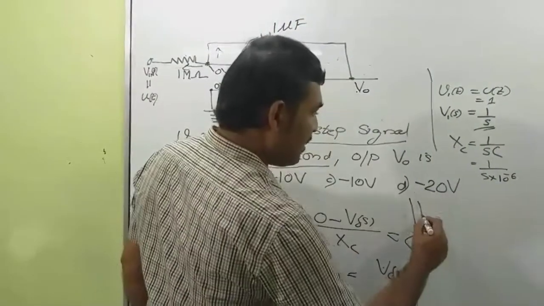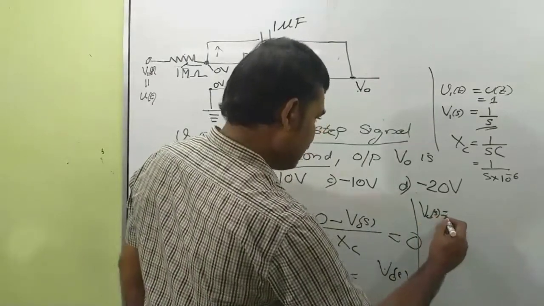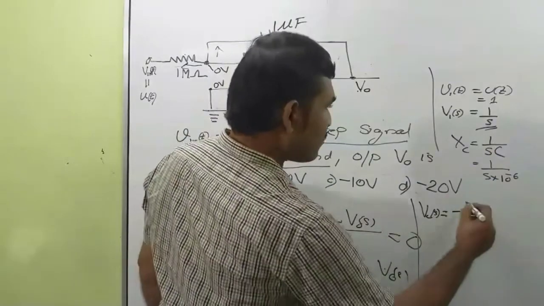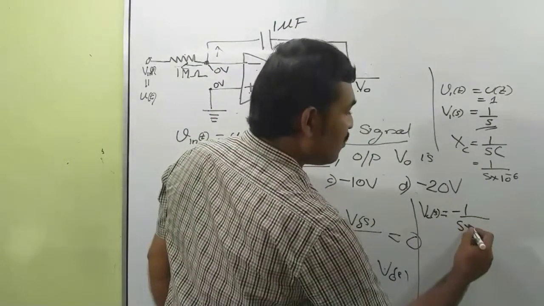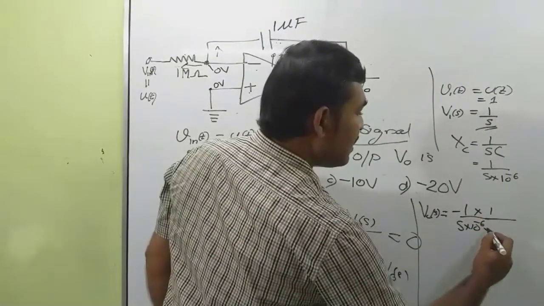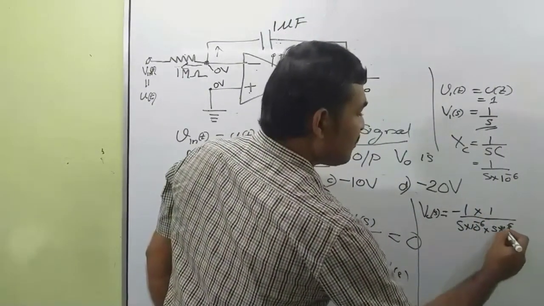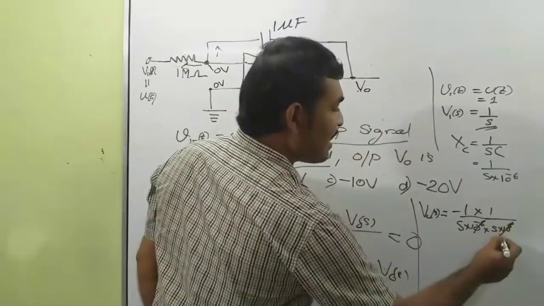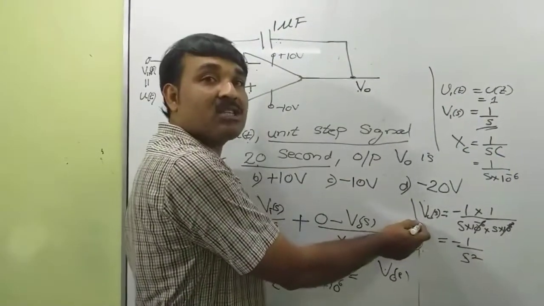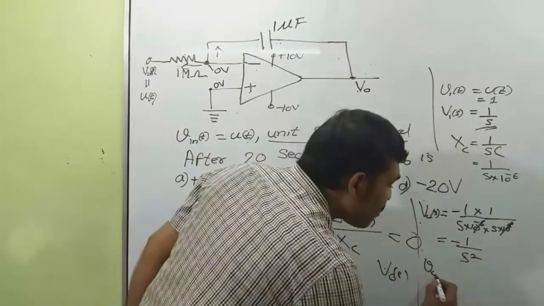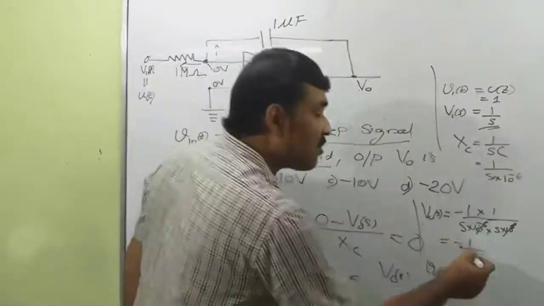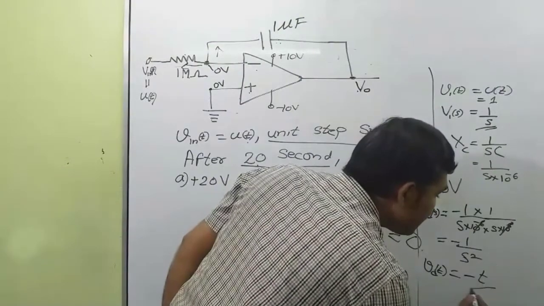V output of S is equal to minus XC. XC is 1 by S into 10 raised to minus 6, into 1 divided by S into 10 raised to 6. 10 raised to minus 6 and 10 raised to 6 get cancelled. This is equal to minus 1 by S square. In the inverse Laplace transform, we will get V0t, that is the output, equal to the inverse Laplace transform of minus 1 by S square, that is equal to minus t.